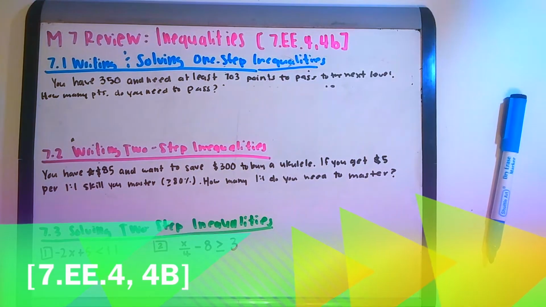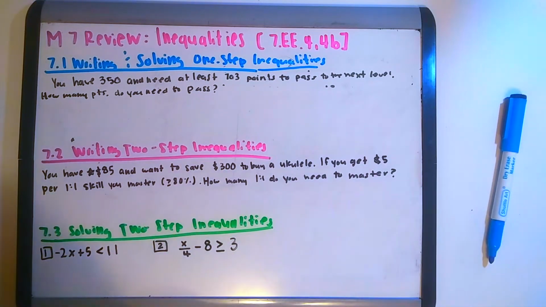Okay, guys, this is module 7. We're going to review inequalities. So always aim for 80% when you're given independent practice. Those are your standards. So the first one I'm going to do is writing and solving the one-step inequality. I'm going to write the inequality and then solve for it and graph it.